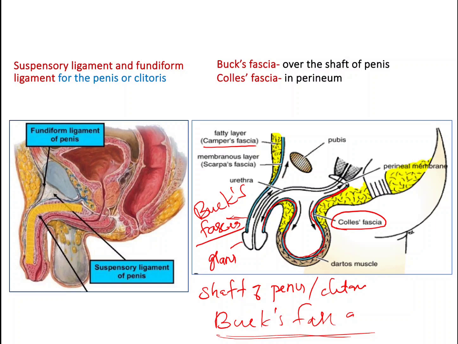And one more thing, remember this one. It is again modified in the midline. In the midline it is modified to form the fundiform ligament of the penis and clitoris. And one more structure, that is known as the suspensory ligament of penis. This is the suspensory ligament and this is the fundiform ligament. So the fundiform ligament, suspensory ligament, Colles fascia and the Buck's fascia, these are all the modified deep membranous layer.